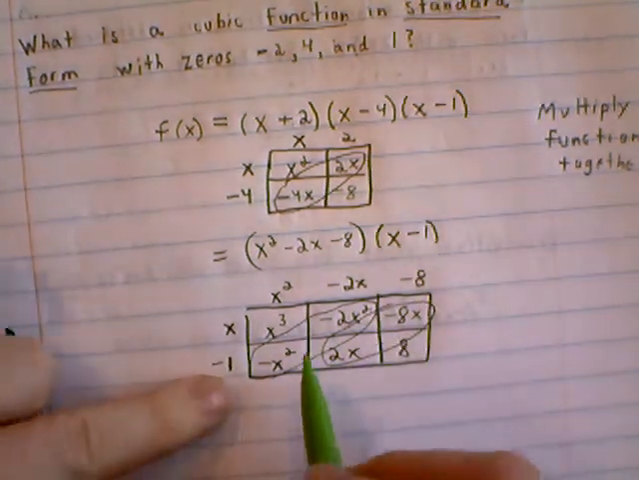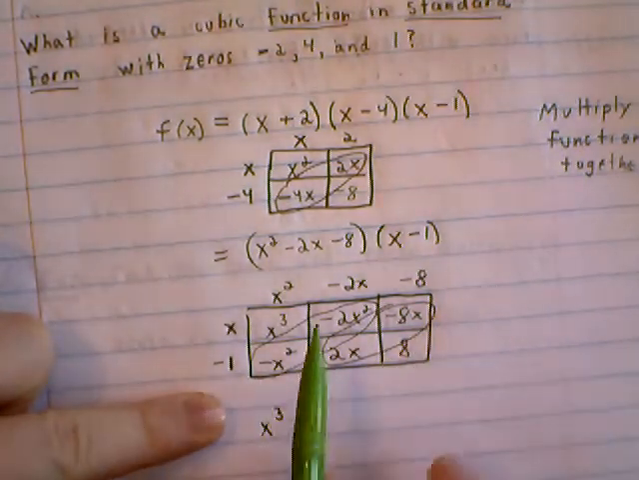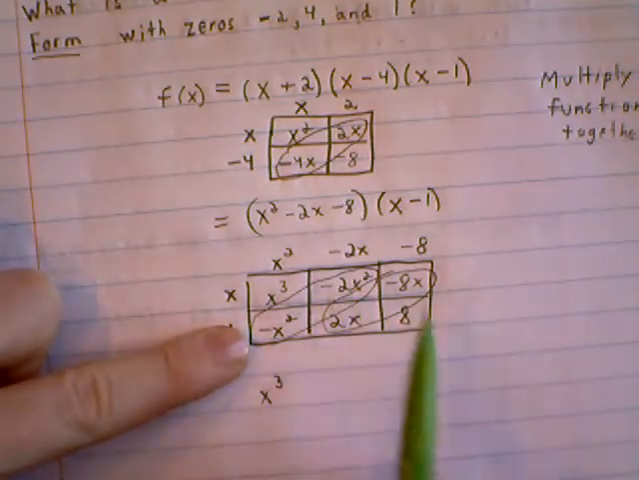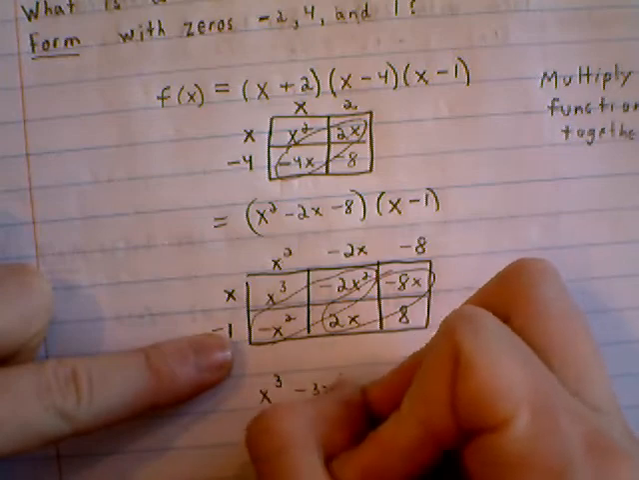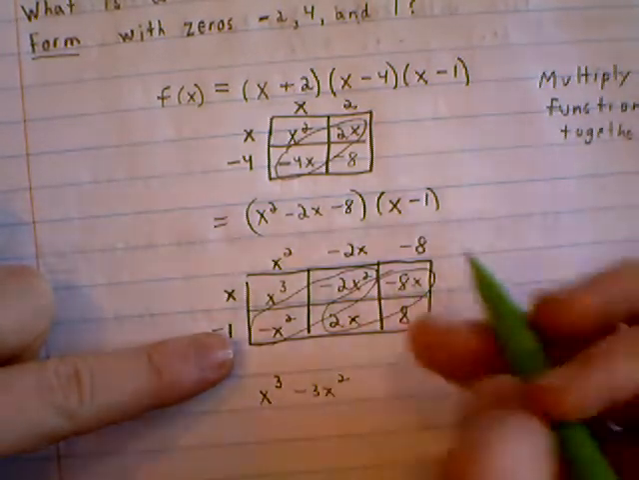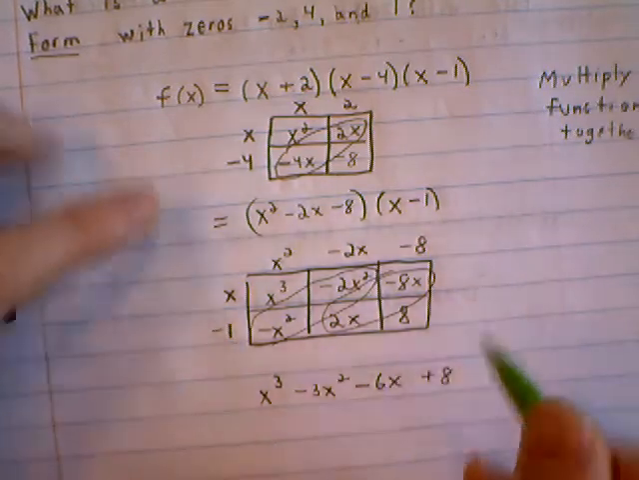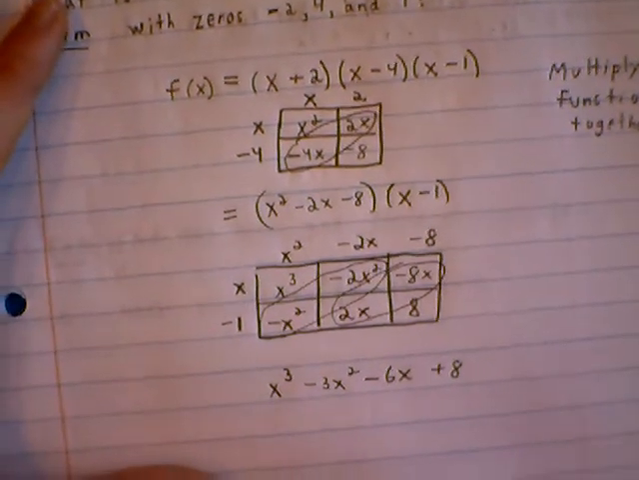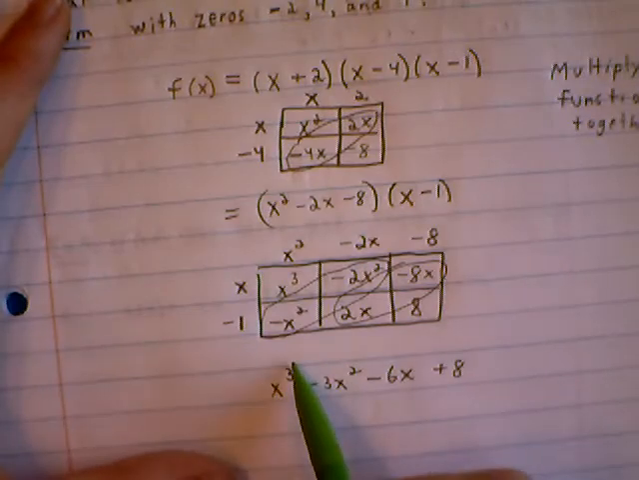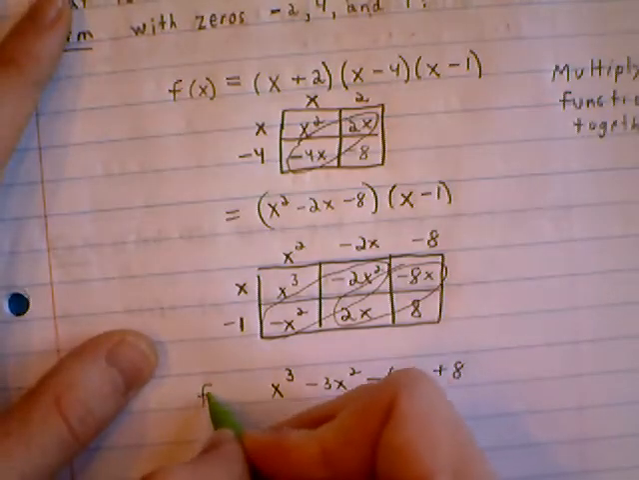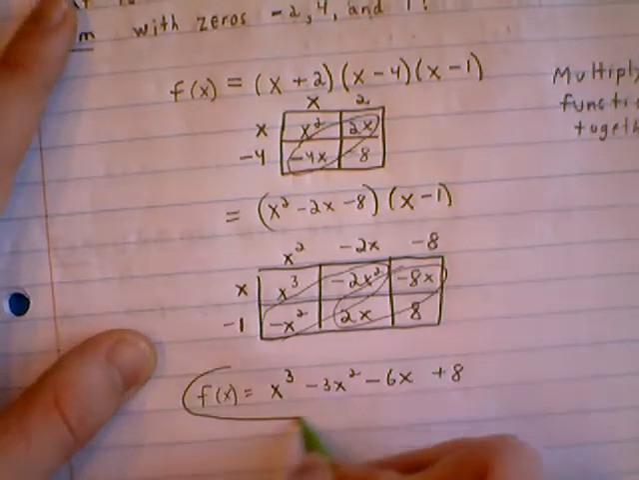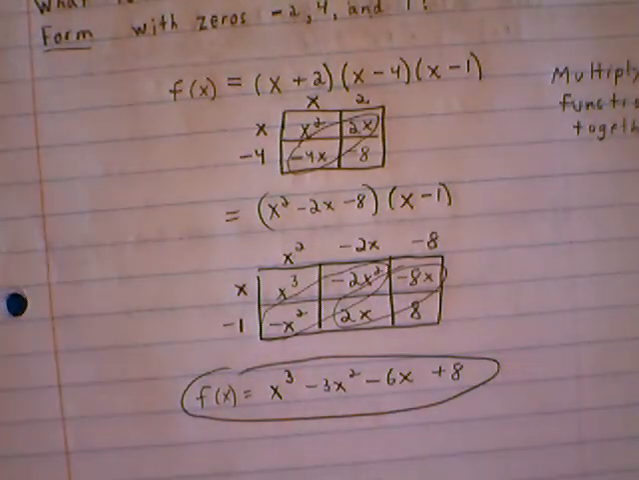All right, so just combine them, and we'll have an x cubed, the first term. Negative x squared minus 2x squared is negative 3x squared. 2x plus negative 8x is negative 6x plus 8. All right, and then we can go ahead and this is our answer. So f of x equals this. This is our function in standard form.